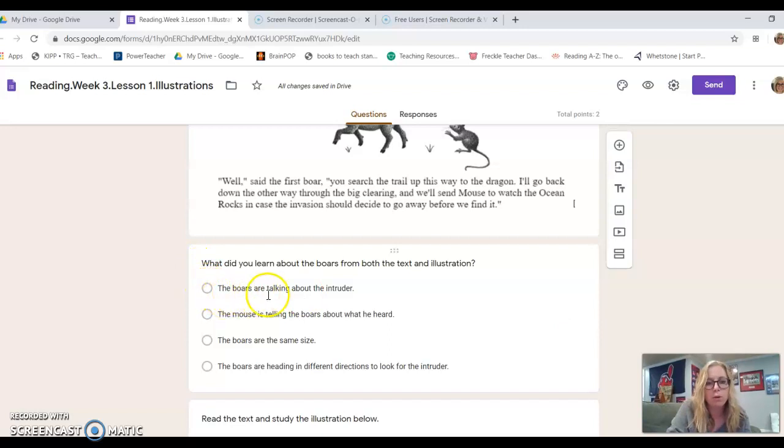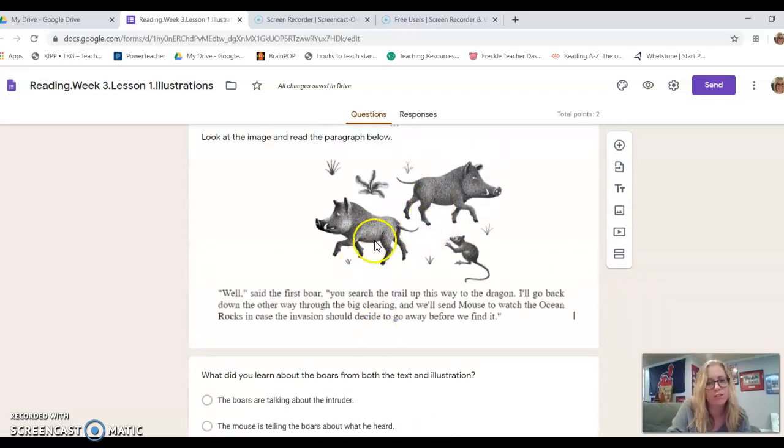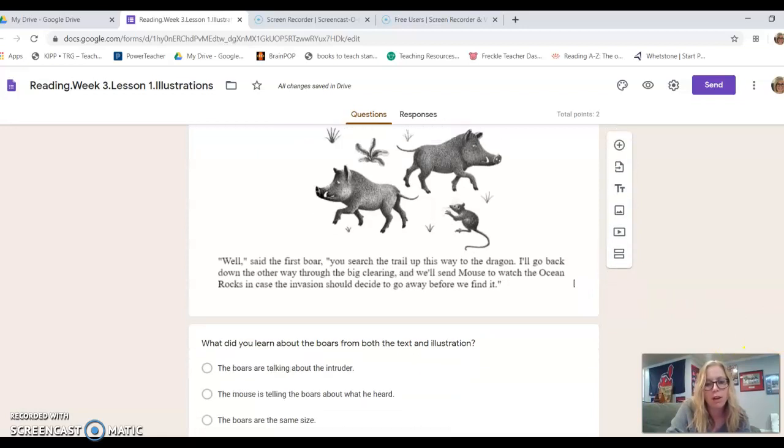The first one says the boars are talking about the intruder. They're talking about finding the intruder, but based off this picture, I can't tell that they're talking about the intruder. I know I read something about that, but the illustration doesn't show me that. The mouse is telling the boars about what he heard. Now, I see the mouse in this illustration, but the question's asking me what did I learn about the boars, not the mouse. So that one doesn't apply to this.